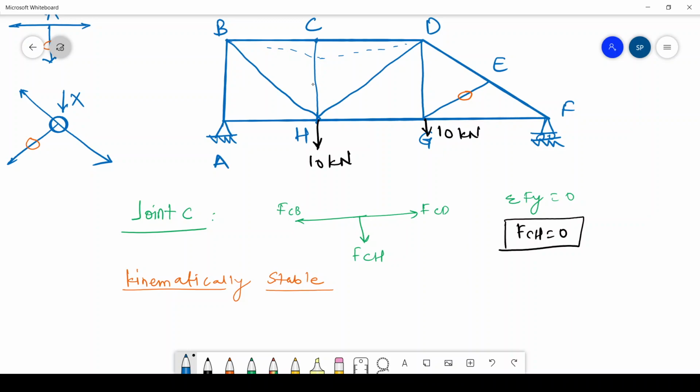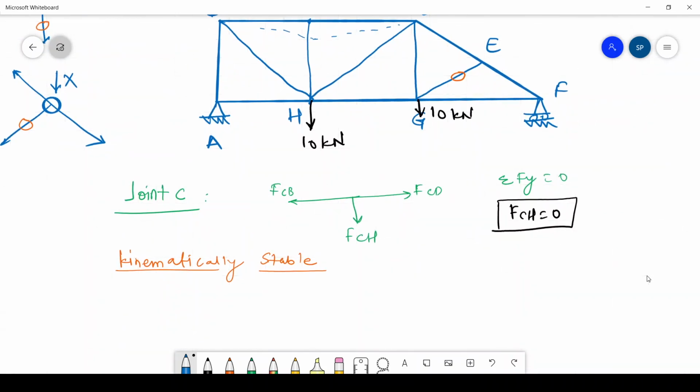Now similar to this, wherever you come across zero force members, necessarily they have to play some role, though they are not carrying any load in that member. For keeping the structure in its original or intended shape, these zero force members play a very important role.